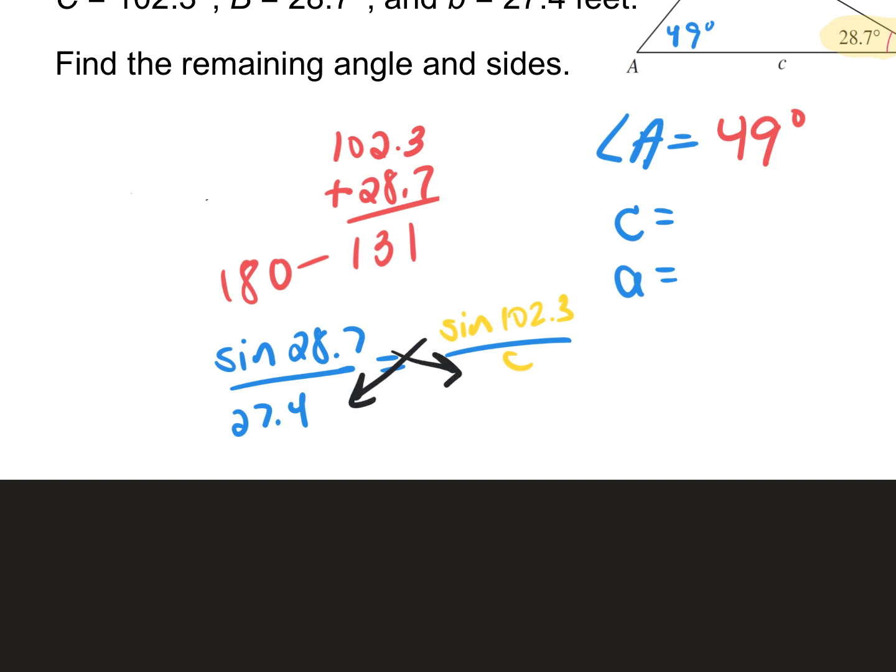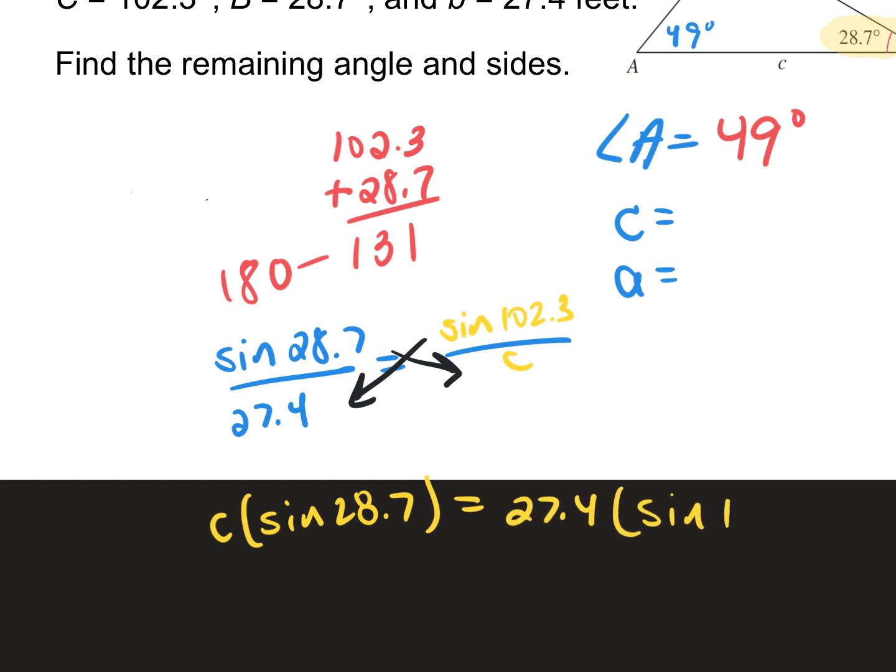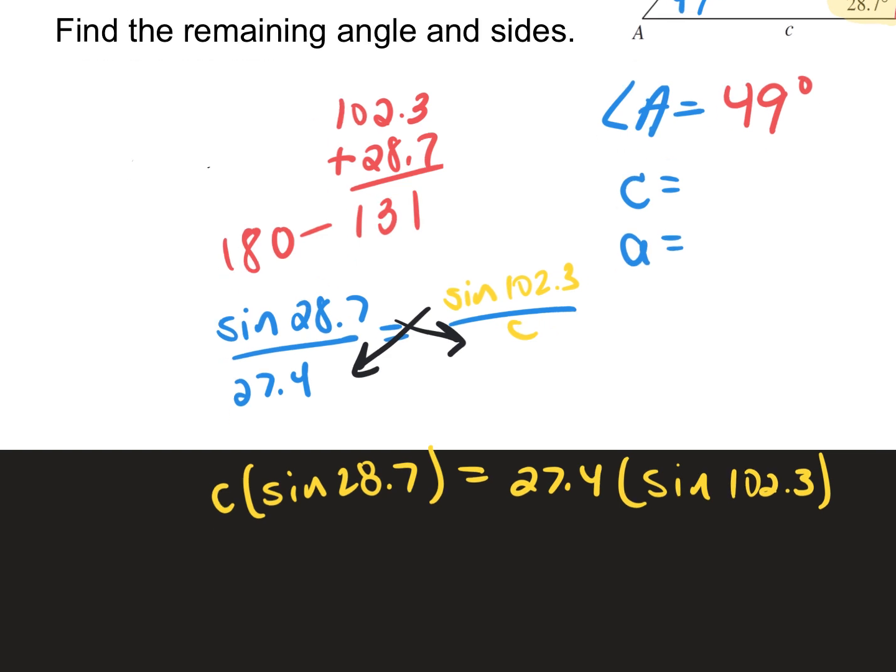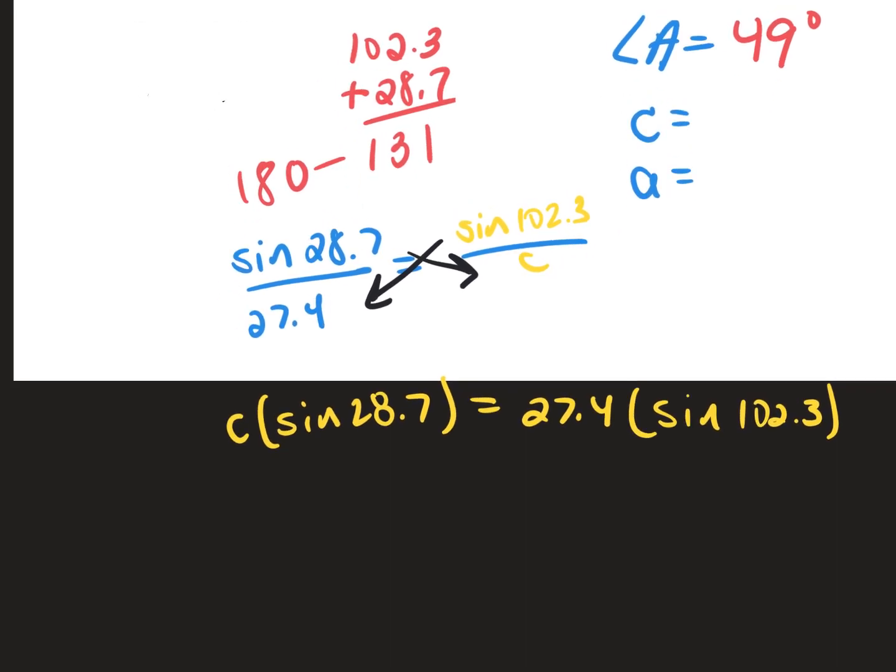So I have C times the sine of 28.7 equals 27.4 times the sine of 102.3. Just cross multiply. Sine 28.7 is a numerical value. It's just not pretty, so just leave it. Because you're trying to figure out what side C equals. So how do I get side C all by itself?